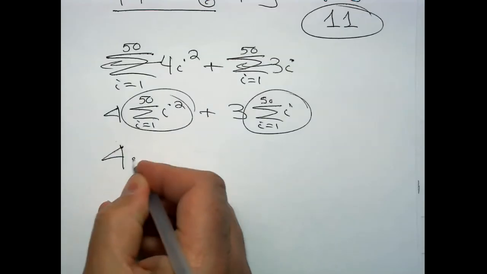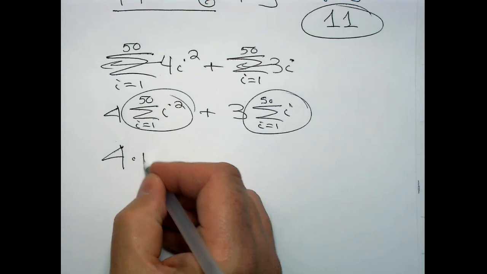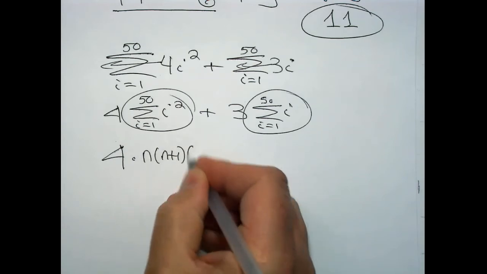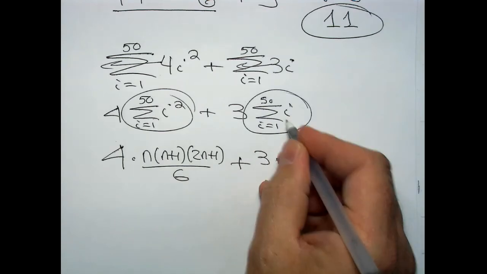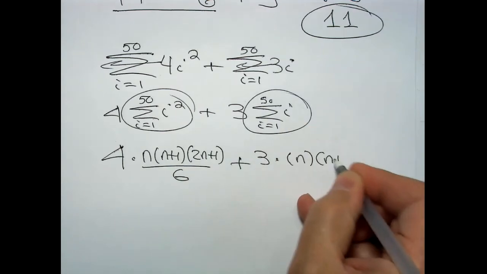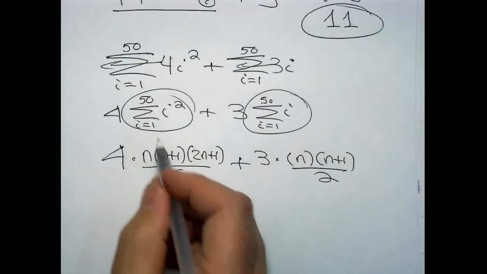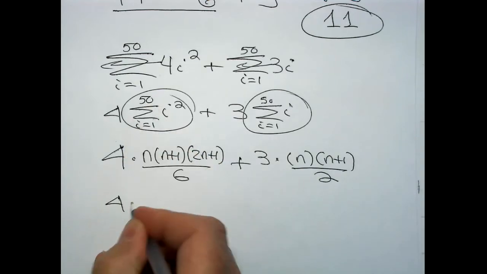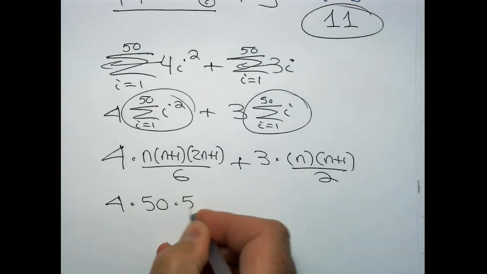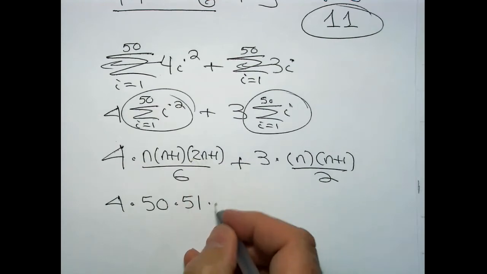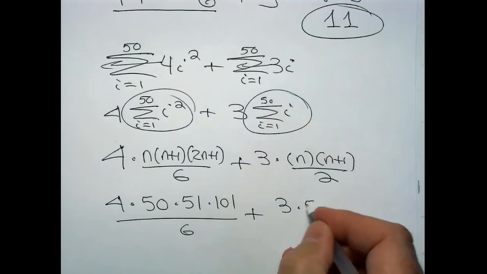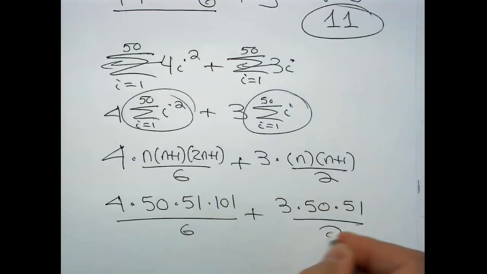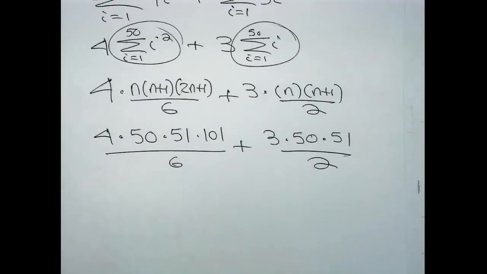If you look it up, the sum of i squared is n times n plus 1 times 2n plus 1 over 6, plus 3 over here, the sum of i. That's the one we actually derived. It looks like that. And n is 50. So it's 4 times 50 times 51, and this 50 times 2 plus 1, that's 101 right there, all over 6. n is 50, so 50 times 51 over 2. So now we ought to calculate this and see what it's worth here.